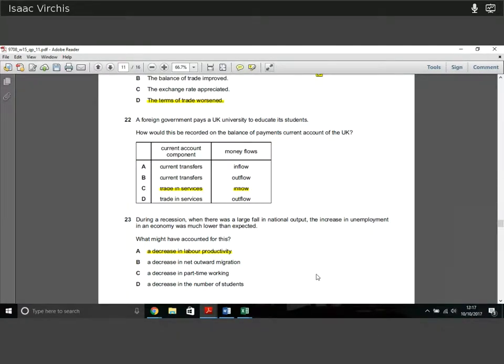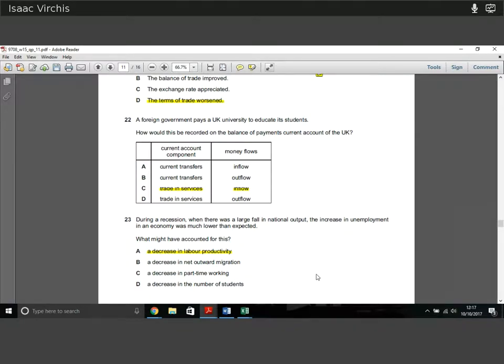So if labour productivity remained the same and output fell, you'd just cut jobs to compensate for the fall, and you would get a massive rise in unemployment. If labour productivity decreased, you would still cut jobs and still increase unemployment, but clearly it would be much lower than expected, because you need more workers to do the amount of work.